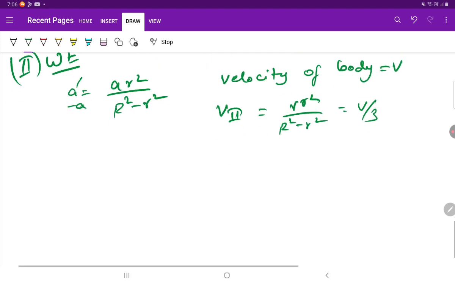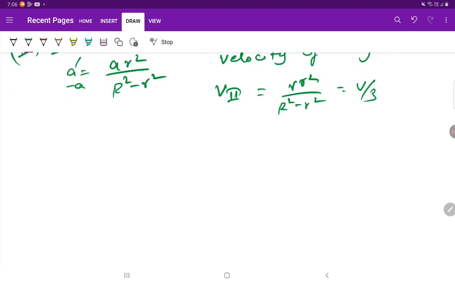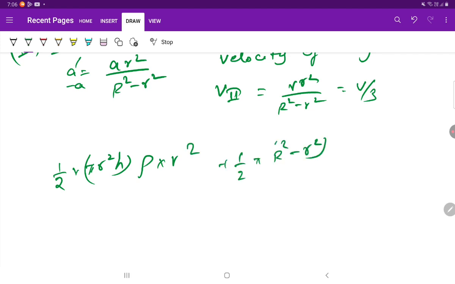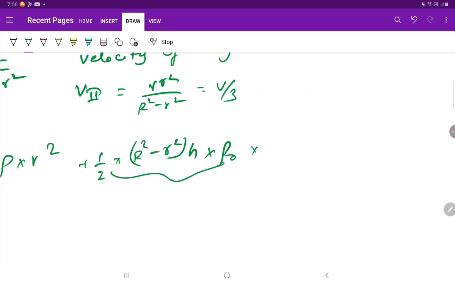Using conservation of energy, you will get 1 by 2 pi r square h rho into v square, plus half pi (capital R square minus small r square) into h, that is into rho naught. This is the mass of the second region, since it's flowing between the tube and the walls of the cylinder, into V2 square, which is equal to v square R to the power 4 upon (R square minus small r square) whole square.